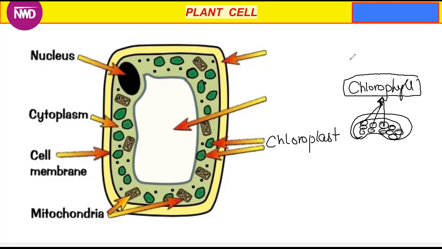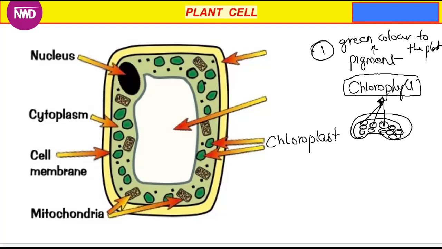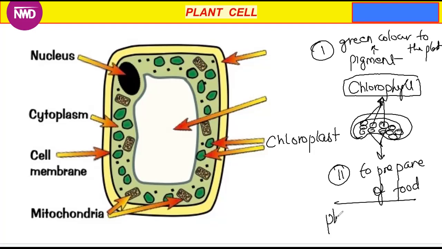And this chlorophyll is nothing but a pigment which provides green color to the plant. Okay. So this is its first function. Moreover, the same chlorophyll is used by the plant to prepare its food. For the preparation of food, this chlorophyll is used, and this process is known as photosynthesis. Correct? This process is known as photosynthesis.